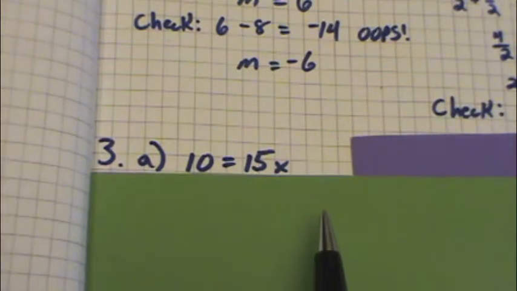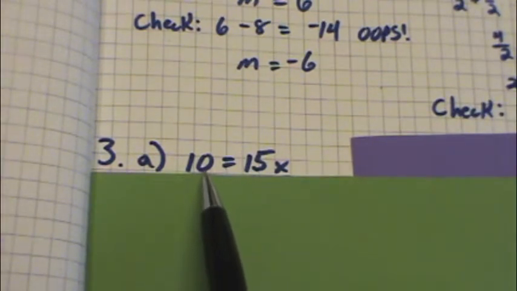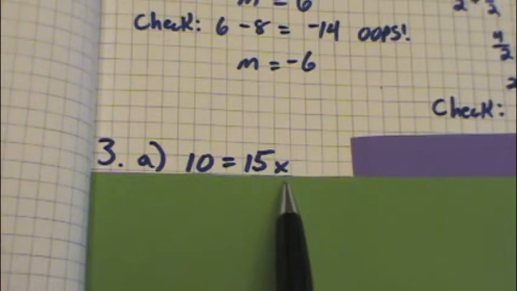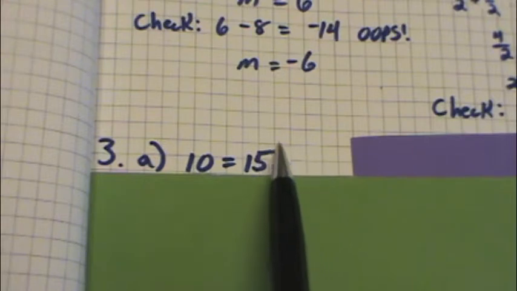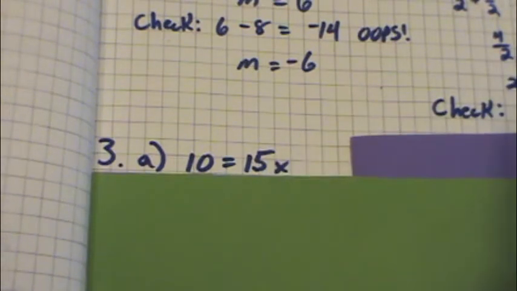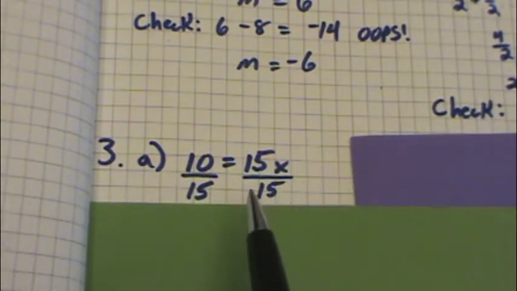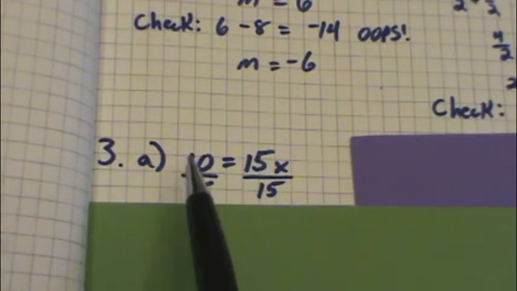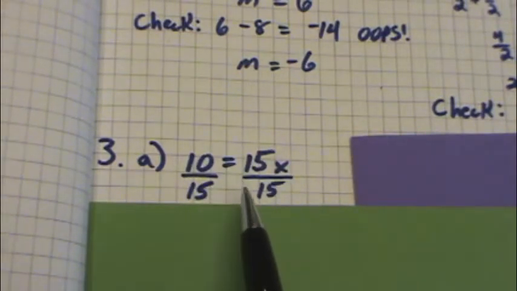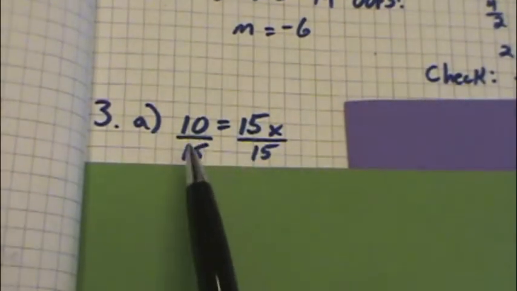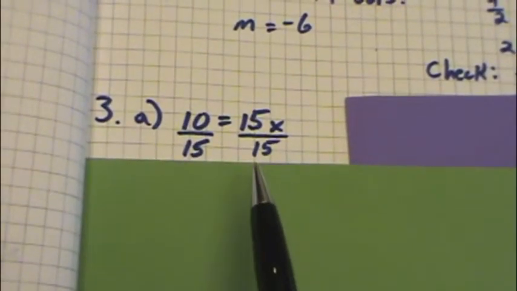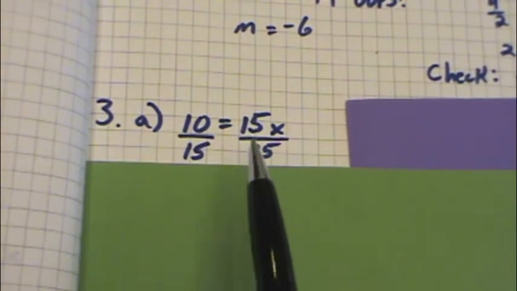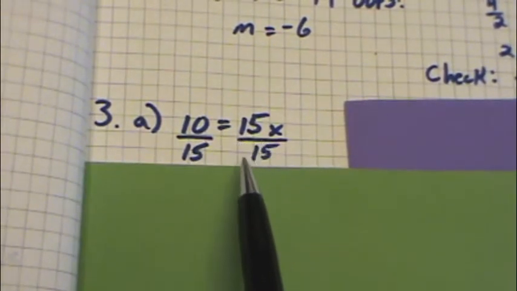Looking at got it number 3, letter A, the problem is 10 equals 15x. We need to isolate this x, so we need to do the inverse operation of this multiplication. And that inverse operation is going to be division. So we're going to divide each side by 15. Now, part of what I'm doing here is modeling what I expect your problems to look like. I expect to be able to follow your steps through so that I can see how your math is going, and if you have any trouble, I can figure out where you went wrong.